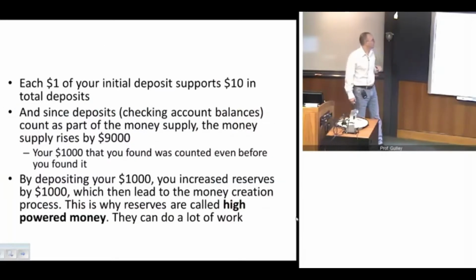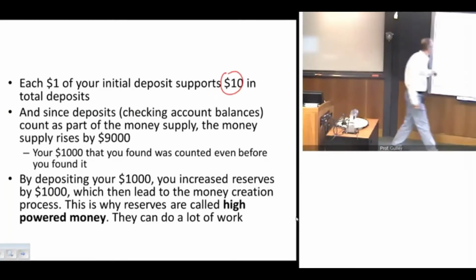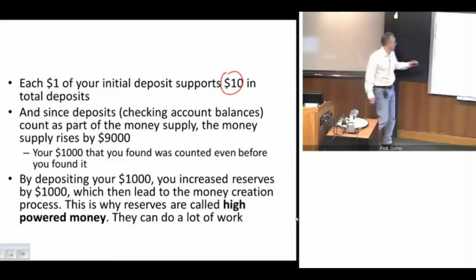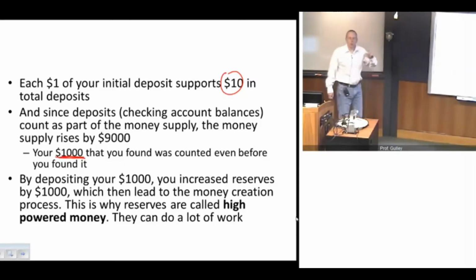So in effect, what happens is this. Each $1 of your initial deposit supports a total of $10 in overall deposits. And what we saw is that the money supply rises by $9,000. The reason it rises by $9,000 is because your initial $1,000 deposit was already counted as part of the money supply. But once you put it in the banking system, and that process we just talked about begins to take place, total money in the economy, total money supply, tends to rise.